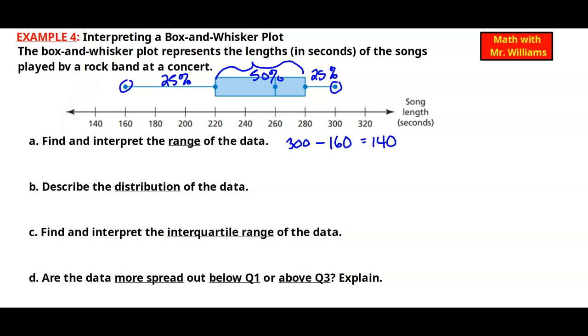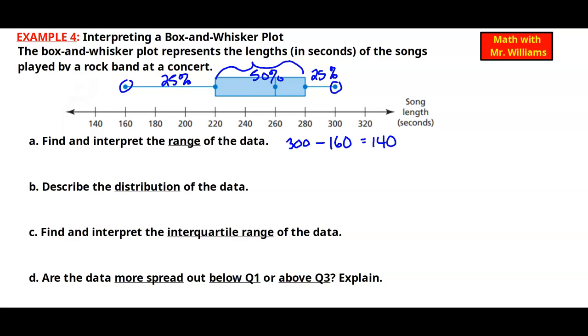We can see that the data is skewed left. We can see that long whisker on the left-hand side. We see that it is much more between 160 to 220 versus 280 to 300. Therefore, there are more numbers that are spread out in that whisker.